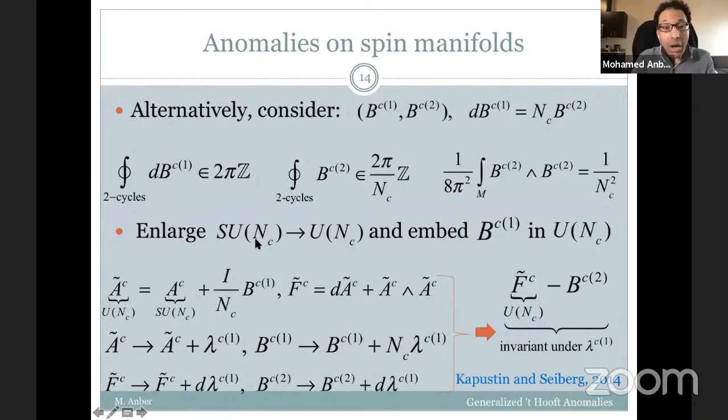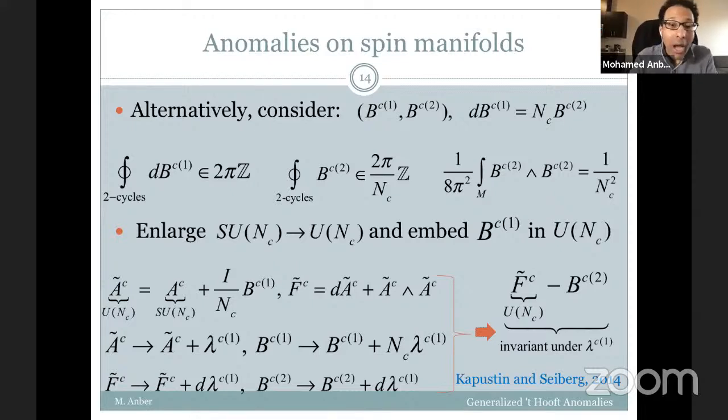The second step is to enlarge SUNC to UNC. And then we embed the 1 form BC1 in UNC. So we do this as follows. Let us consider A tilde, which is a gauge field that is valued in UNC. And we write it as the AC, which is valued in SUNC, plus a U1 factor. And I am going to embed the B1 form in the U1 factor. And of course, then we can go ahead and compute the field strength in the UNC group as usual. But the problem here is that I enlarged the gauge group, and hence I introduced 1 extra degree of freedom. And I need to kill this extra degree of freedom. I want to go back to only the degrees of freedom of the SUNC gauge group.